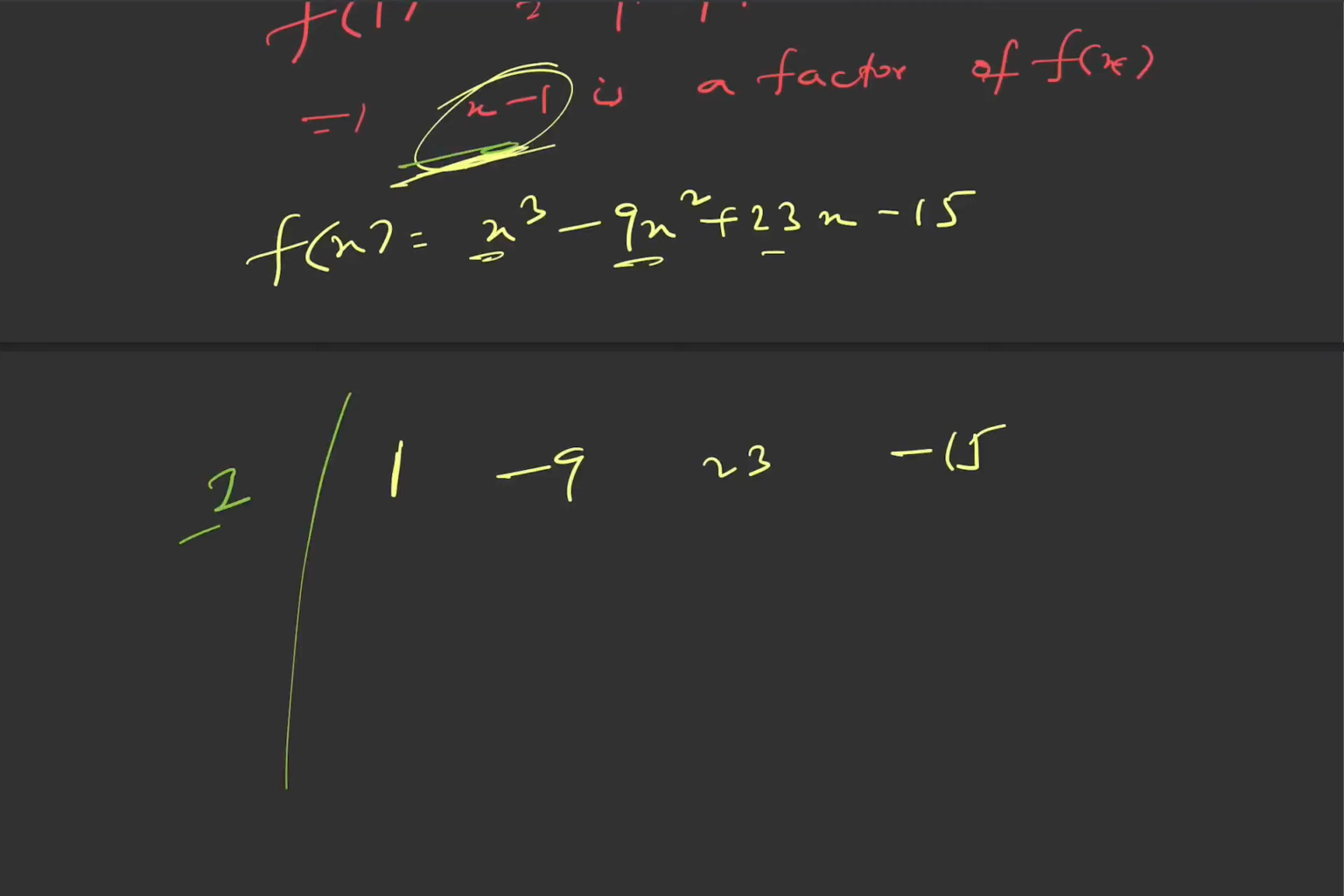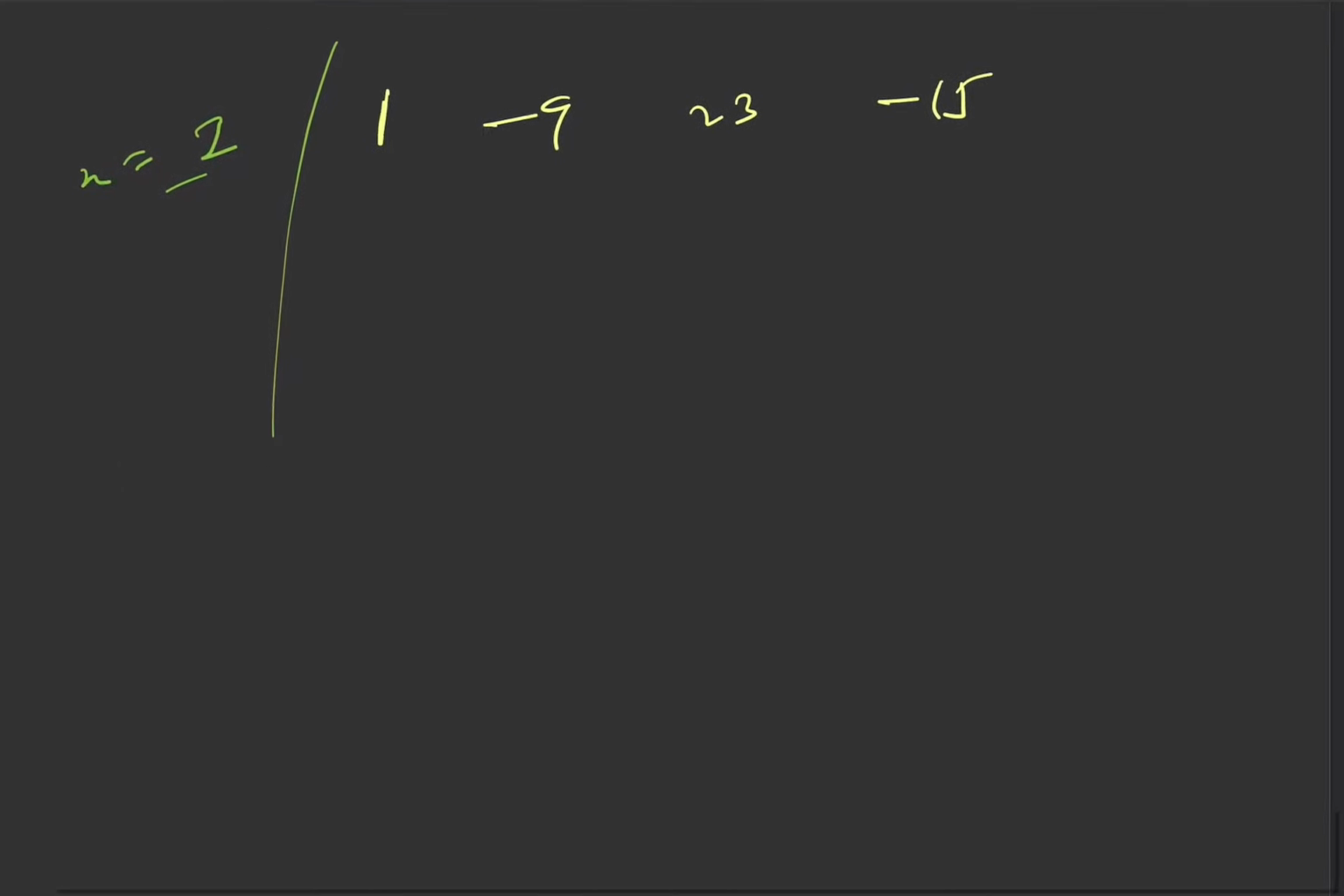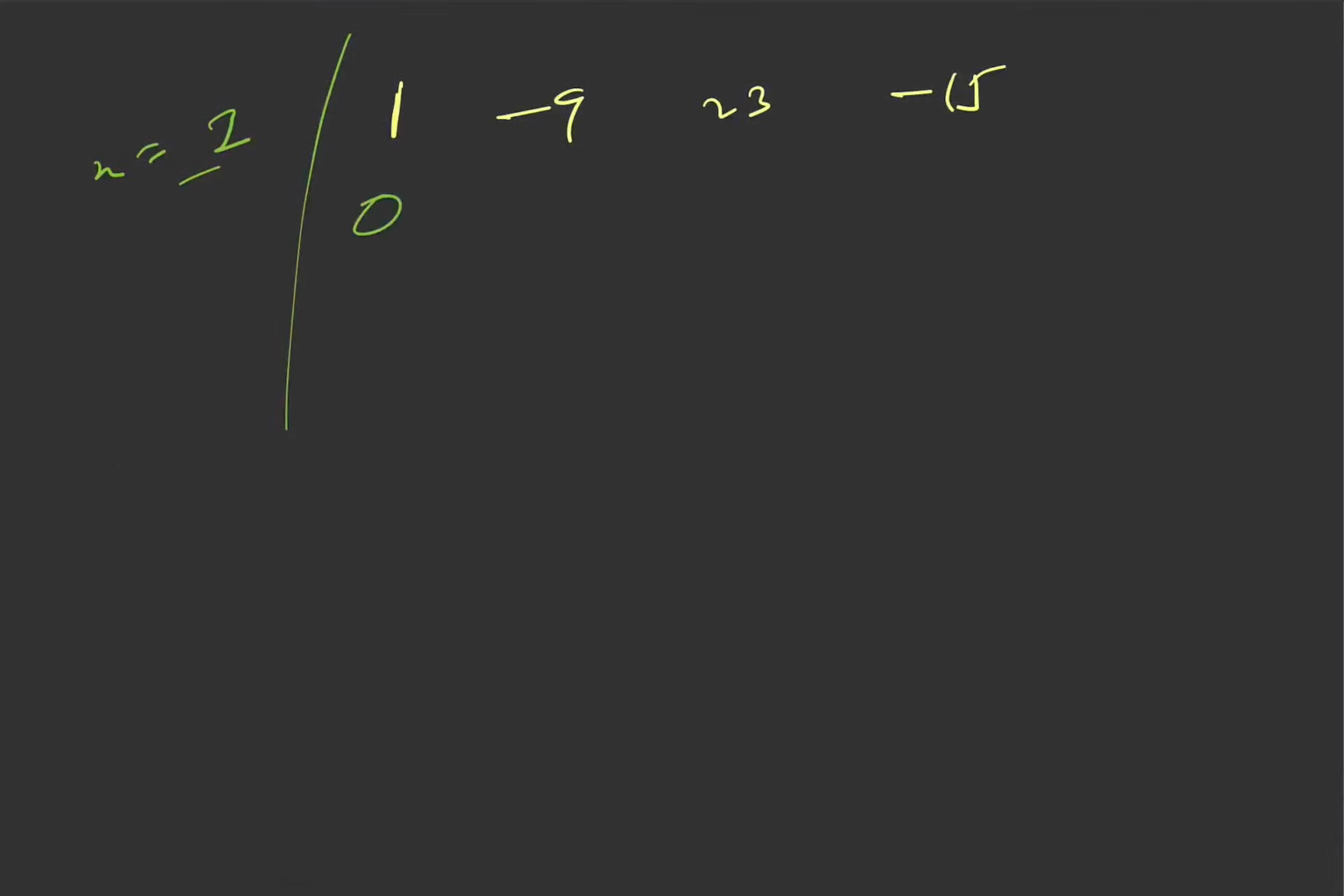So here you take 1, right? If you want to divide with x minus 1, you just equate x minus 1 to 0, you'll get x equal to 1. Now you just take a 0 here. This is a standard method. You take a 0. Now 1 plus 0 is 1. 1 into 1 is 1. Minus 9 plus 1. Now you just add, minus 8. Minus 8 into 1, minus 8. 23 minus 8, 15. 15 ones are 15. So this is 0, right?